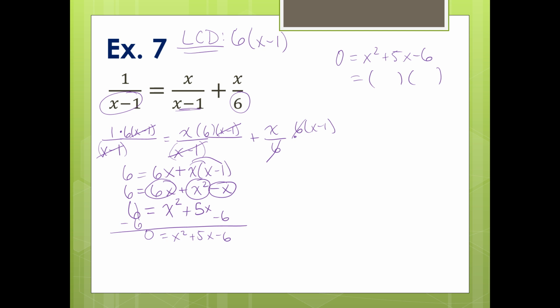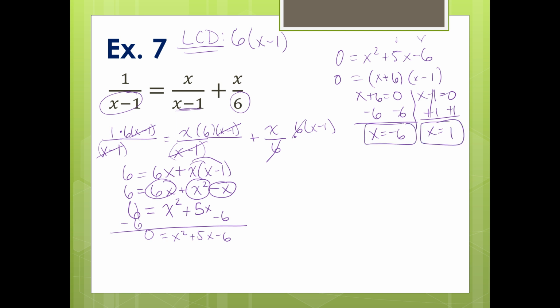Make sure you check your math. A lot of people always put 2 and 3 here, or they put the wrong signs, 5 and 6. We're trying to multiply to be negative 6. We're trying to add to be positive 5. Okay, so check your math real quick. We got to do x plus 6, x minus 1. Now, when we take those factors and set them equal to 0, we're going to get x equals negative 6 and x equals 1.